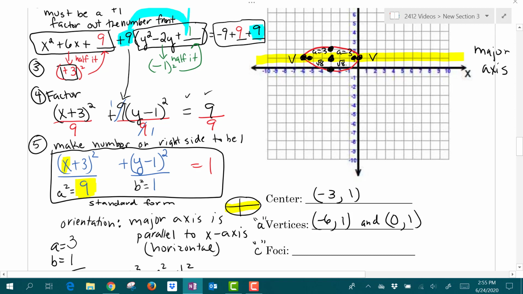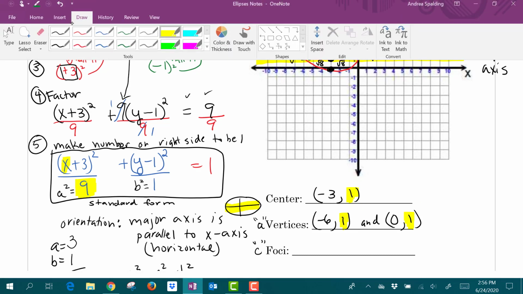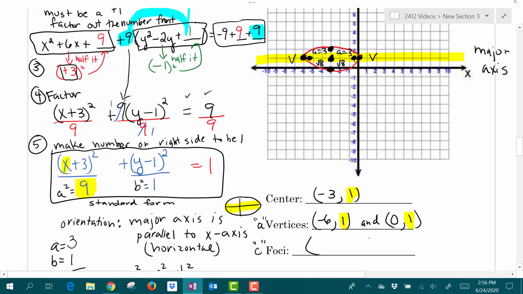Alright, so let's see if we can label those points. Let's kind of use our strategy that we've talked about already. What is going to be true about the foci that I already know? Well, look at the y value of all of these points. They all have the same thing in common, right? They all have a y value of 1. So I know that's going to be true of the foci. They will also have a y value of 1.